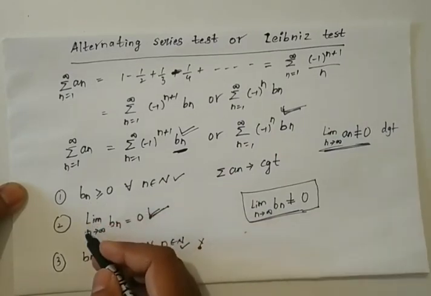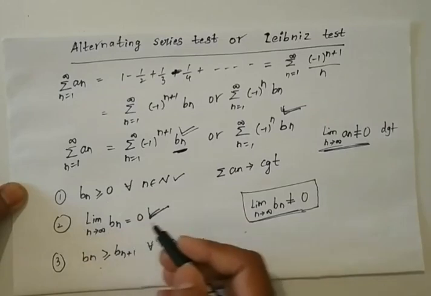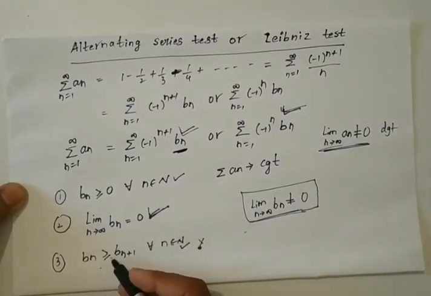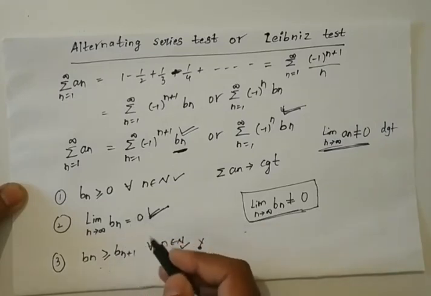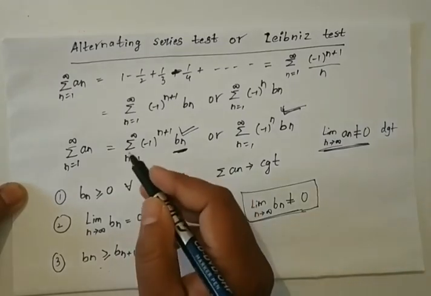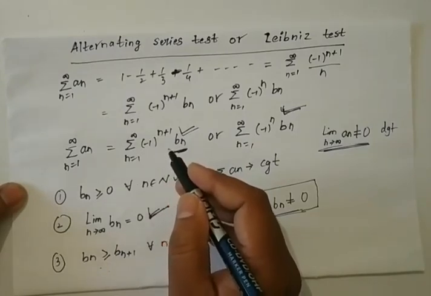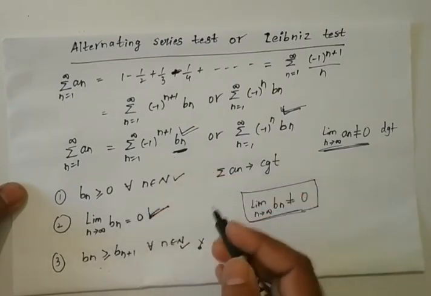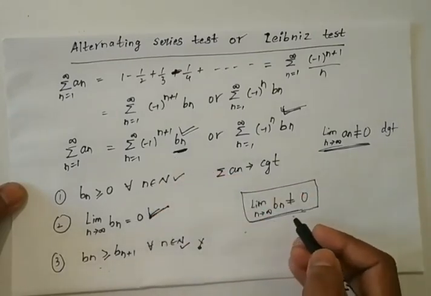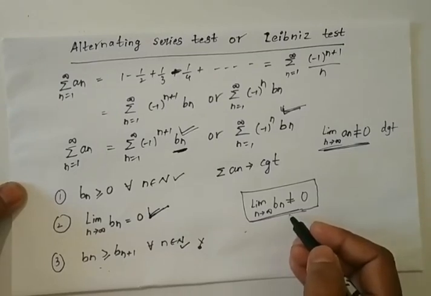Next, what is the second condition? Limit n tends to infinity Bn is equal to 0. What is the third condition? Bn greater than or equal to Bn plus 1. If these three conditions are satisfied, then we can say that the given series is convergent. Otherwise, we cannot say anything. Suppose limit n tends to infinity Bn is not equal to 0, then we will go for the nth term divergence test. Clear? Now we will see one example.